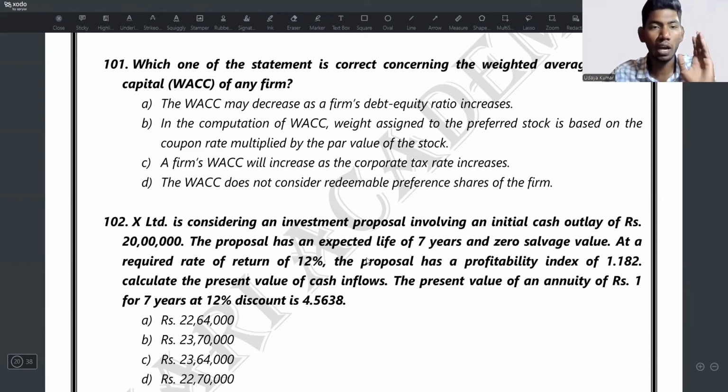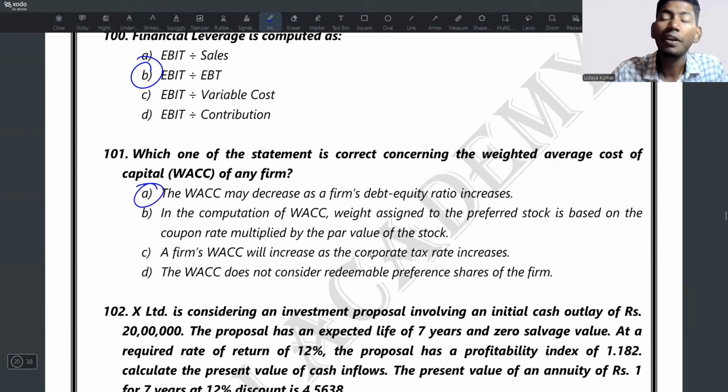Okay. So the answer, which is A here, because weighted average cost of capital may decrease as a firm's debt equity ratio increases, because when the debt ratio is increasing, ultimately your Ko will get decreased, right? So option A is the right option.